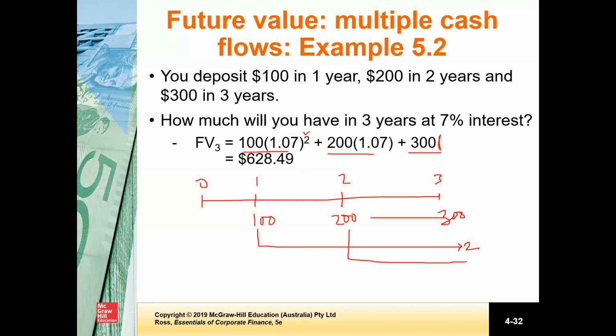It is in the account for 1 year. That's why we have 1. We don't need to put 1. And the 300 is deposited at the end of third year. That's why we do not have any future value factor. It doesn't grow. Okay, so the future value is 628.49.